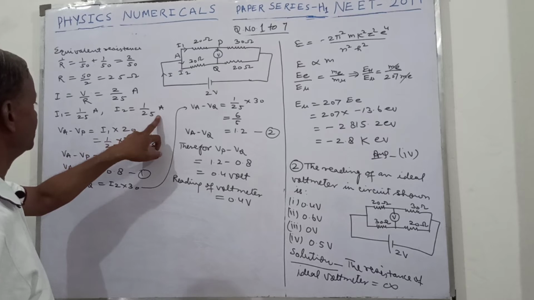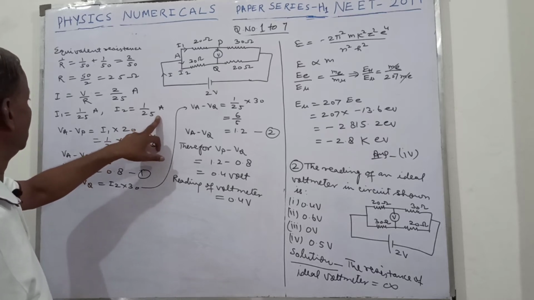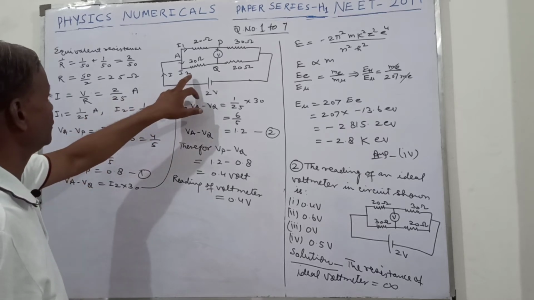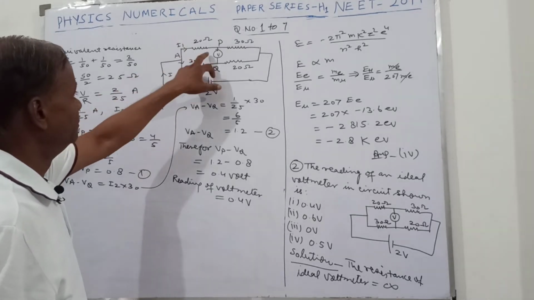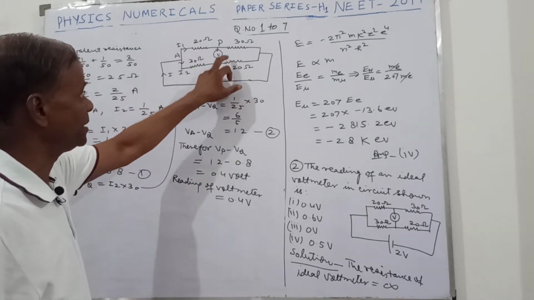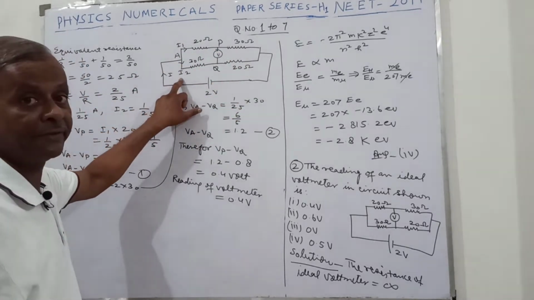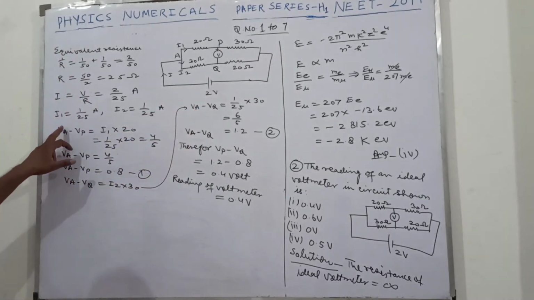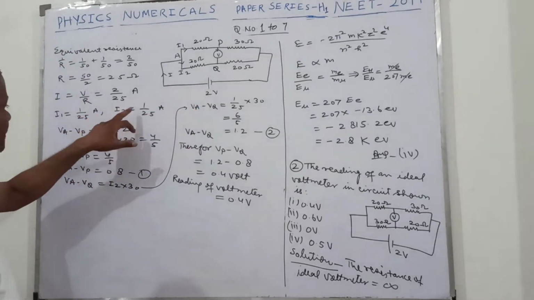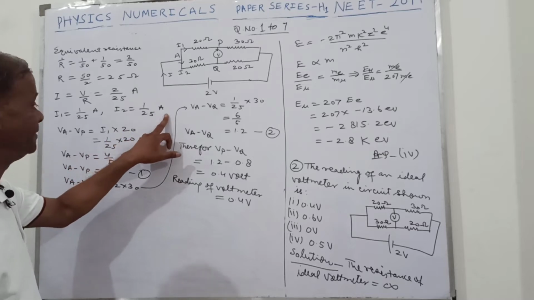When I is equal to so much, then you can find this I1 and I2, because the resistance in both the arms are equal. So current will be divided equally. It means that I1 equal to 1 upon 25, and this is also 1 upon 25 ampere.